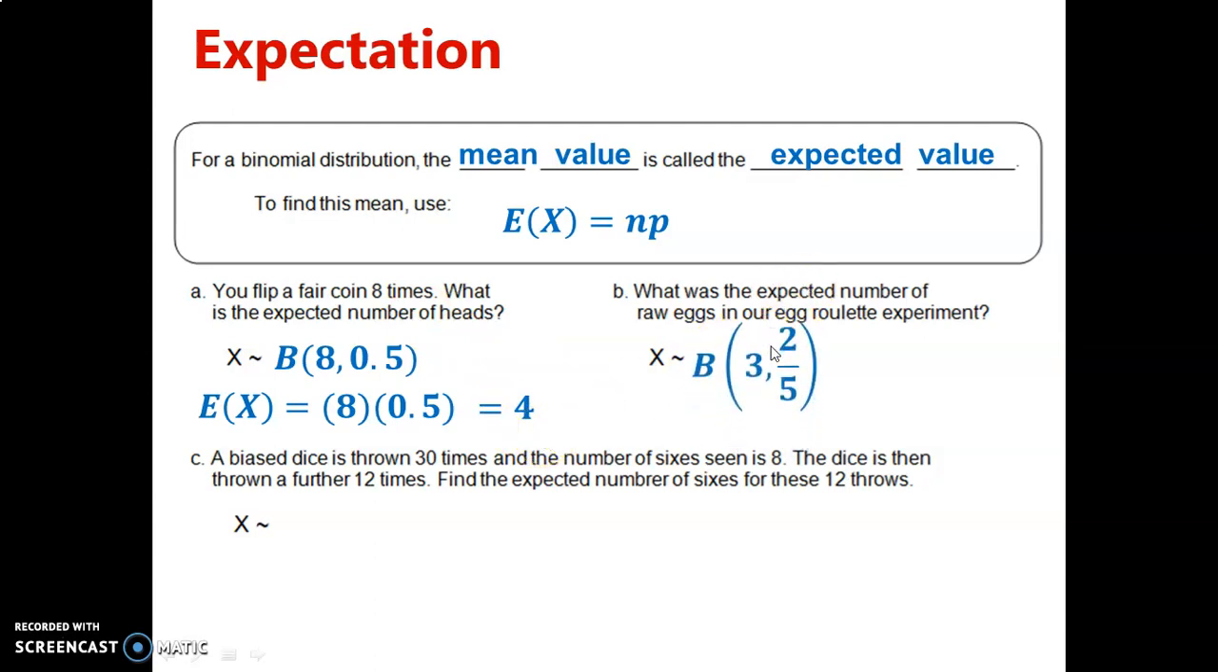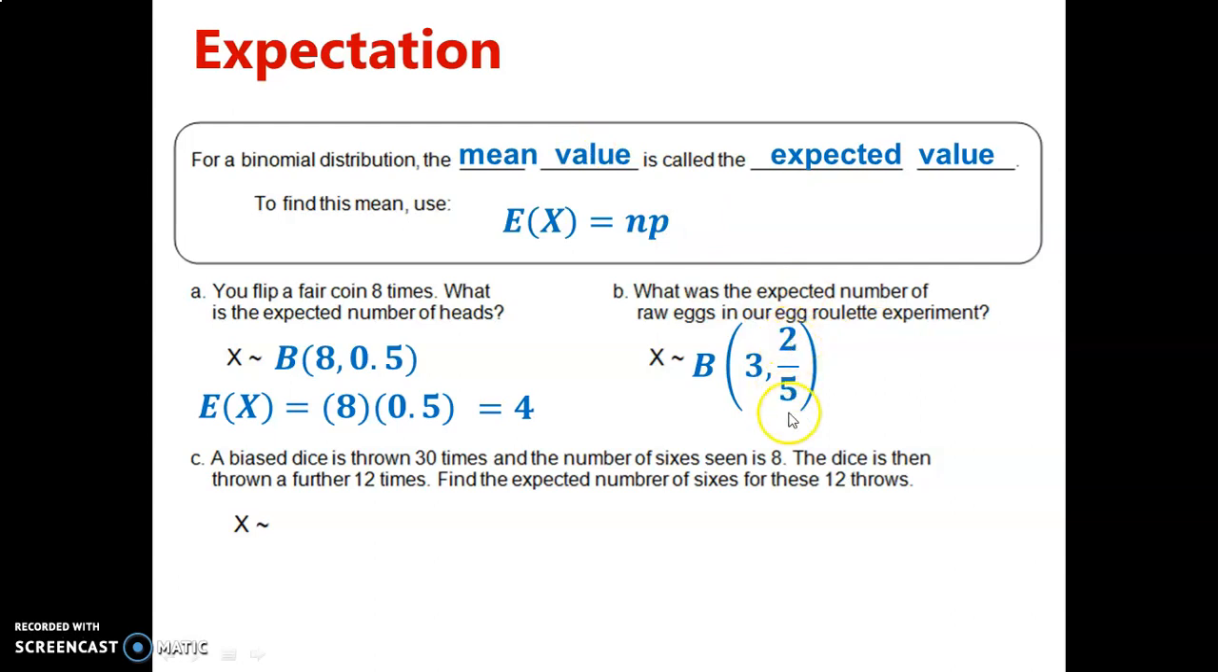Okay, first, we talked about the egg roulette situation, and we had 3 trials, and 2 out of 5 eggs were raw eggs. So that's the probability of getting a raw egg. So now, what is the expected number of raw eggs? If you ran this experiment, what is the average number of raw eggs we would have? And we can see a raw egg is 2 out of 5.